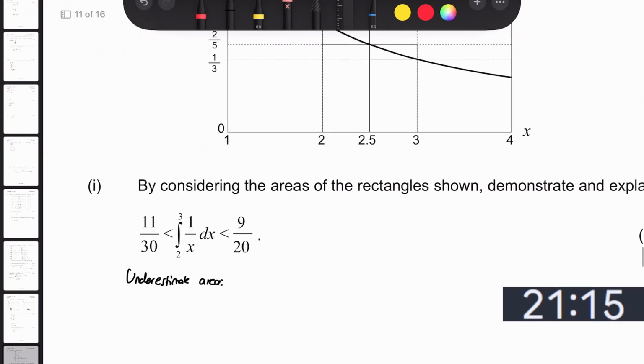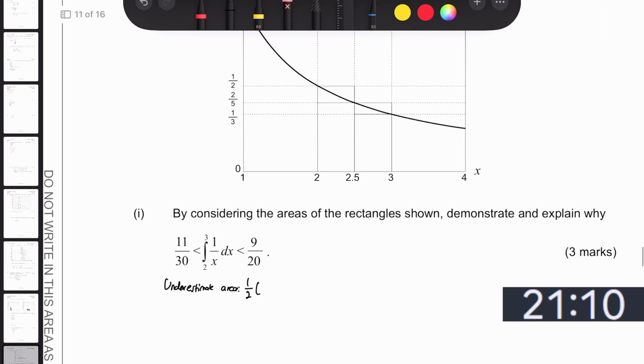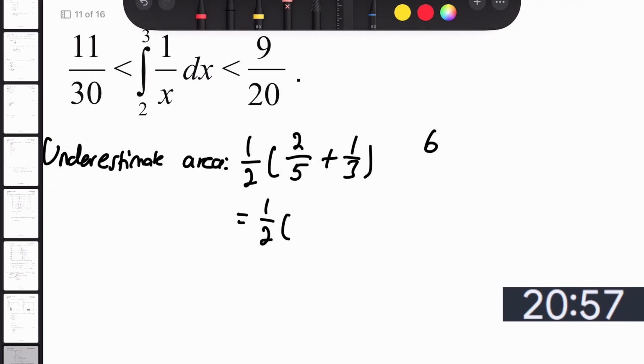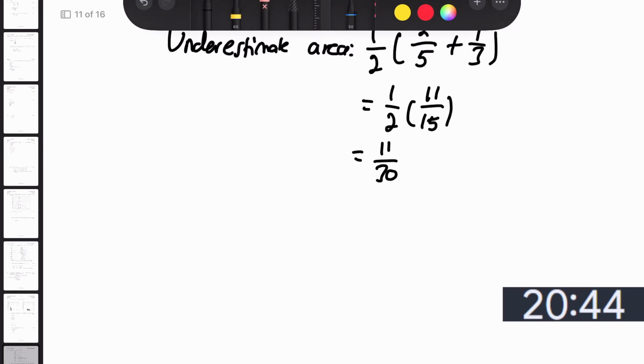Okay. 2 and 3. So this is a half of, I'm getting 2 on 5, and then 1 on 3, which is going to be equal to half of, that's going to give me 6 on 15 plus 5 on 15. So yeah, 11 on 15, which is going to be 11 on 30. And then overestimate of area.